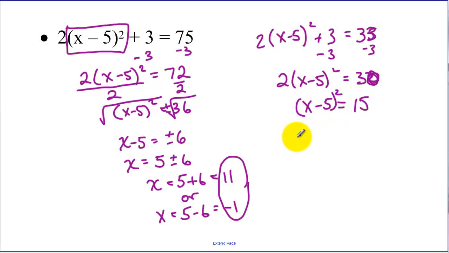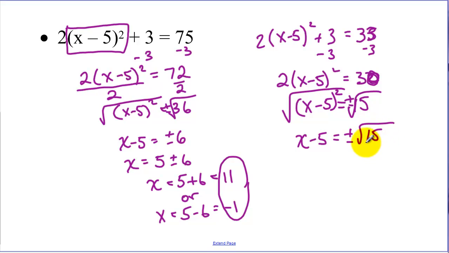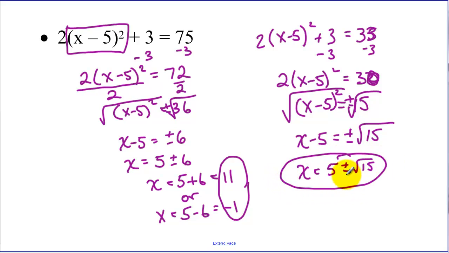We square root both sides, so I get x minus 5 equals plus or minus the square root of 15. So again, we square rooted both sides and took both the positive and negative. Now this is simplified. There's no perfect square, so our final answer is 5 plus or minus radical 15. Now we'll just leave it in this condensed form, but this again means two numbers, 5 plus radical 15 and 5 minus radical 15. So if we were converting this to decimal, we would have to calculate two different numbers.